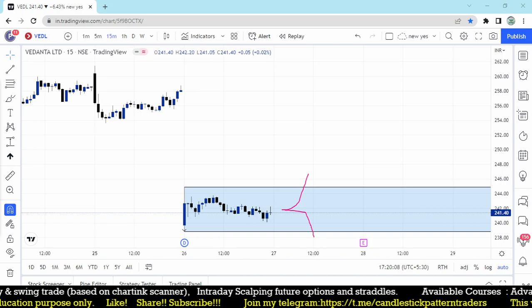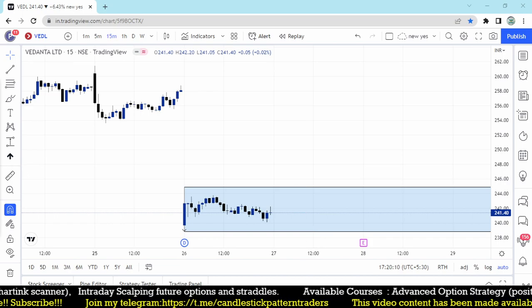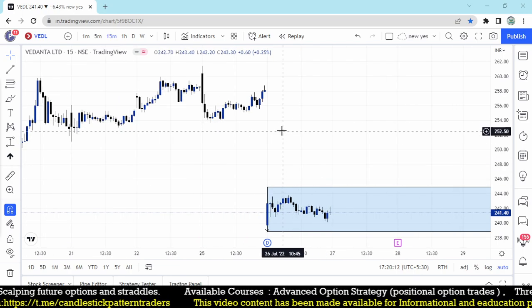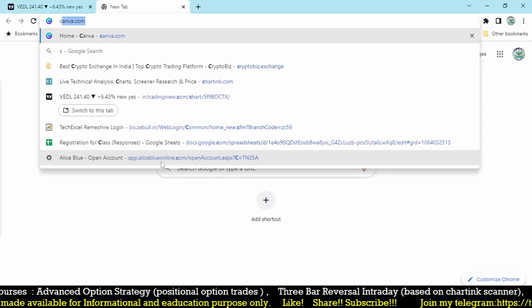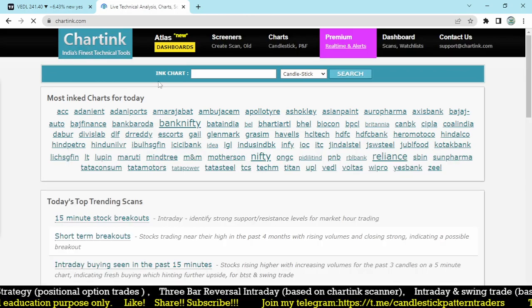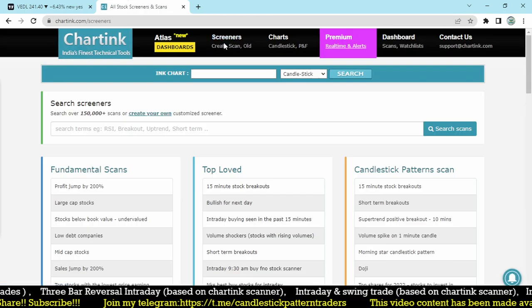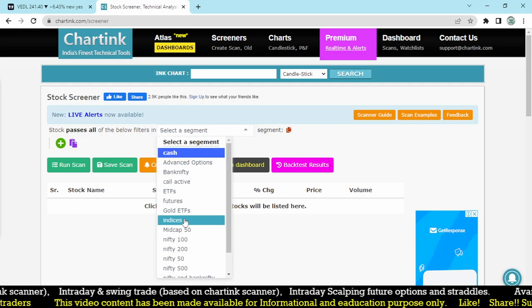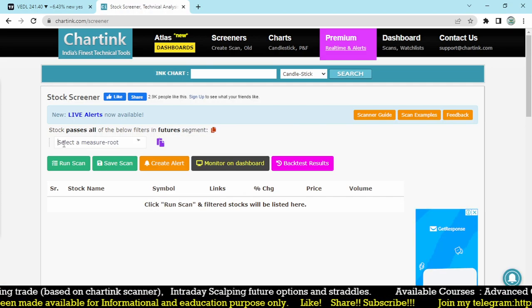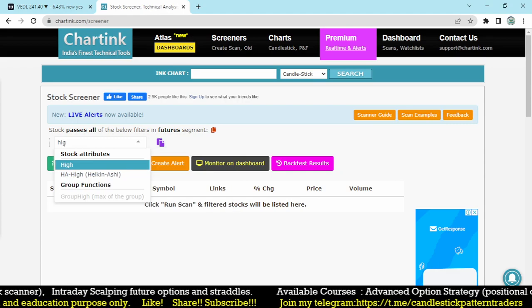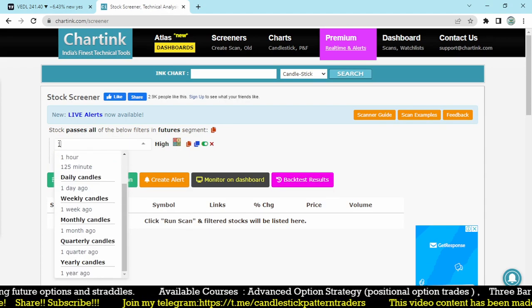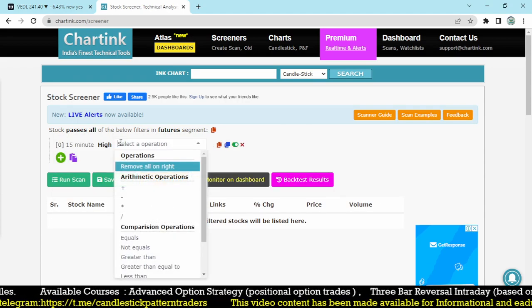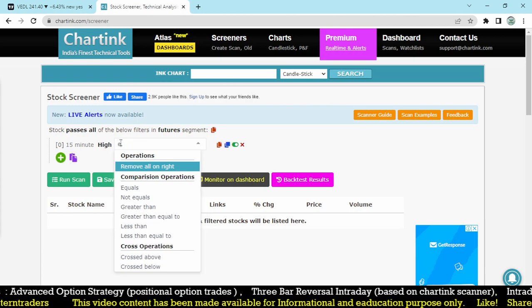We are going to find such stocks using the Chartink scanner, a lot more stocks. So let me create the Chartink scanner directly now. You can create a scan, normally used for futures, and the high: the 15 minutes high must be equal to the day high.